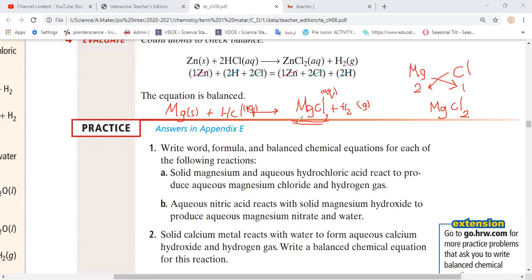Then we check whether the chemical equation is balanced or not. Here we have one magnesium, and here we have one magnesium. Here we have one hydrogen, but here we have two hydrogens. So in this case, it's not balanced. What should we do, Yassine? We must write a 2 coefficient for hydrochloric acid. So we have 2 hydrogen here and 2 hydrogen here, and 2 chlorine here and 2 chlorine here. So like this, it's balanced. Is it clear, guys? Yes.